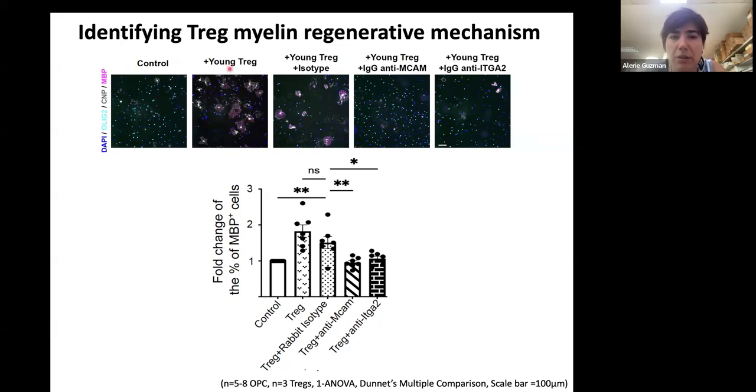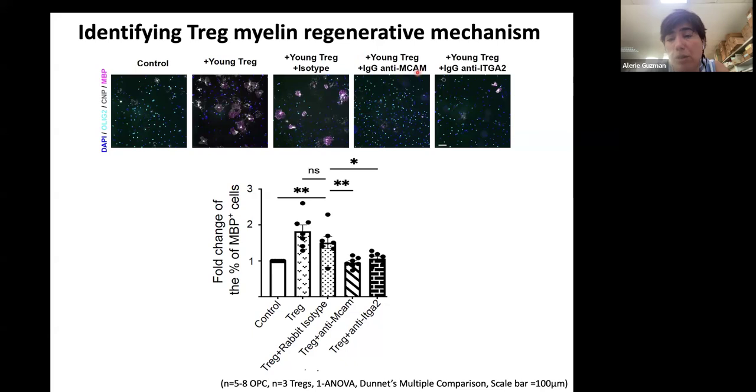We know that young Tregs can drive OPC differentiation into oligodendrocytes. We have our control isotype, and then what we did was to block some of these receptors in the Tregs with an antibody before we put them in contact with OPCs. And what we observed was that when we were doing this with an isotype, we still saw an enhanced OPC differentiation, as you can see here by the expression of MBP.